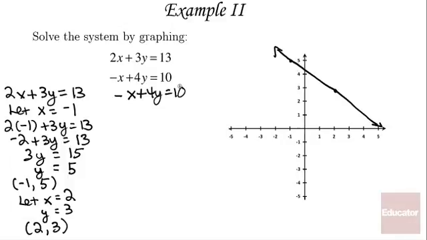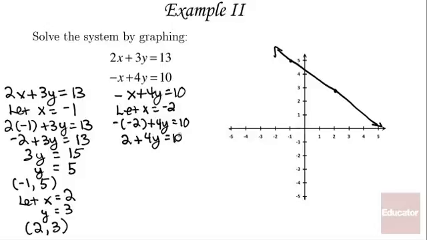Okay, for the second equation, I'm going to first let x equal -2. Inserting it into this equation, that's going to give me minus -2 plus 4y equals 10. This is going to become a positive 2 plus 4y equals 10. Isolate the y by subtracting 2 from both sides, which is 4y equals 8, or y equals 2. I have my first point, and that is that x is -2, y is 2.